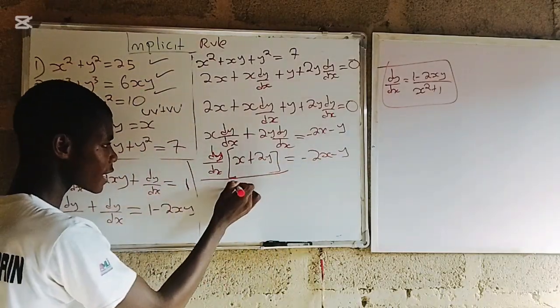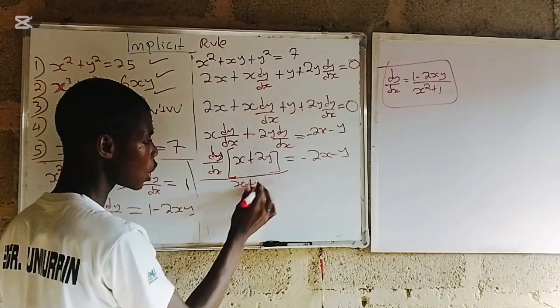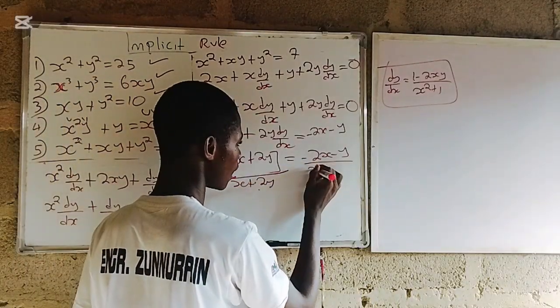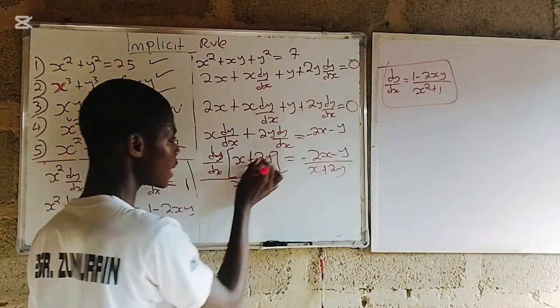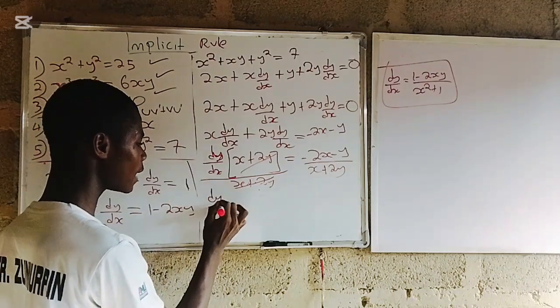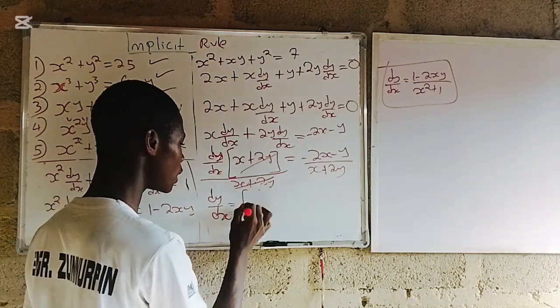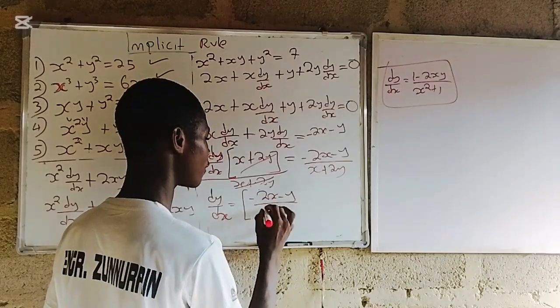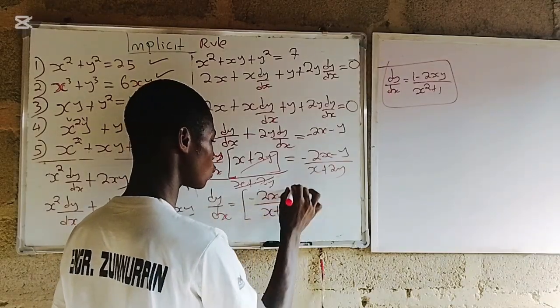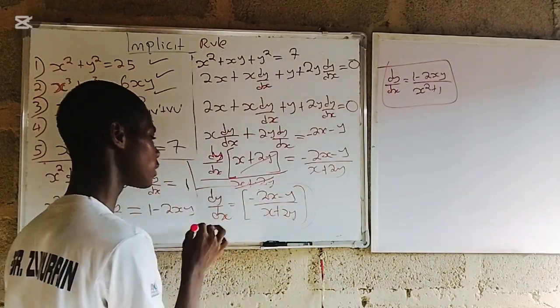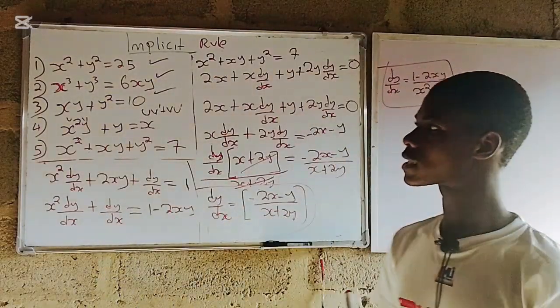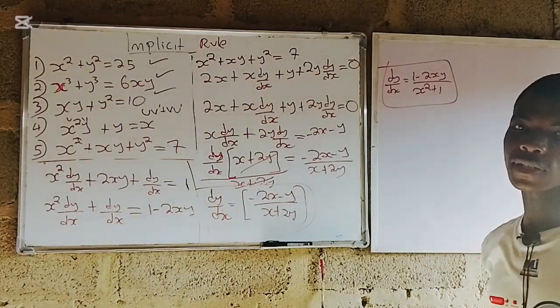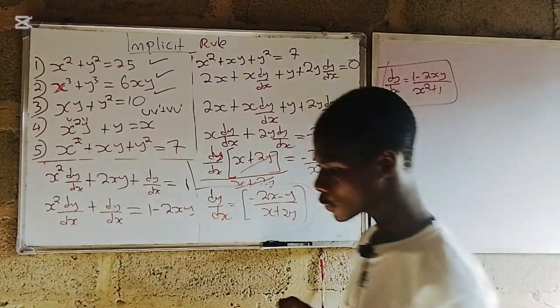By dividing both sides by x plus 2y, x plus 2y will go with this. At the end, dy/dx should now be equal to negative 2x minus y divided by x plus 2y. So this is the end of these examples. So this is all I have for you.